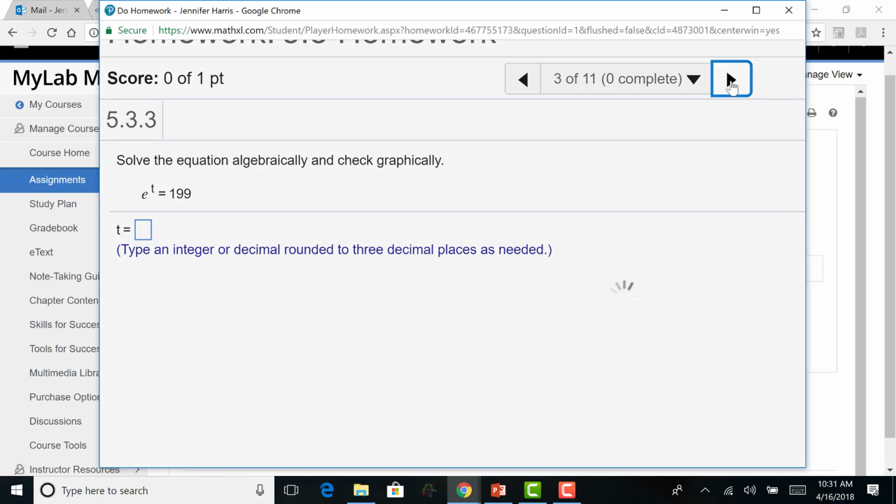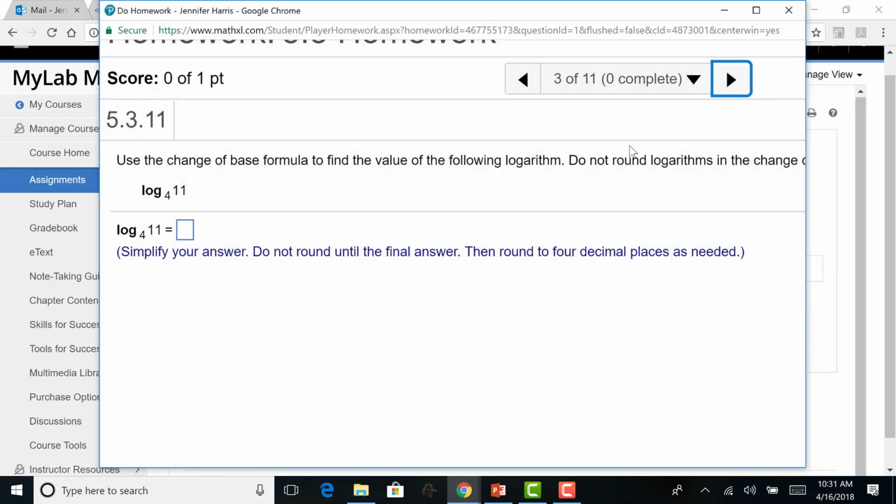Let's look at the next one to see if it looks any different. All right, this one says use the change of base formula. You only have to do this if you don't have a button. If you got the button, you can just tell me what the answer is. Put in your calculator, tell me what the answer is. If you don't have the button, how should you type it in your calculator? Log 11 divided by log 4. If you don't have the button, you got to type this in your calculator, and then tell me what the answer is. That's called the change of base formula if you don't have the button.